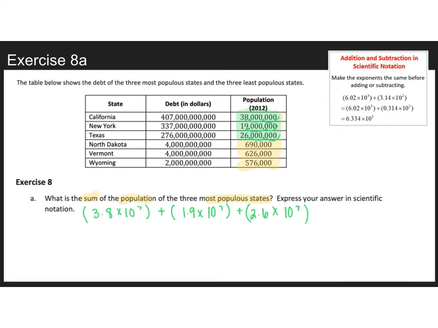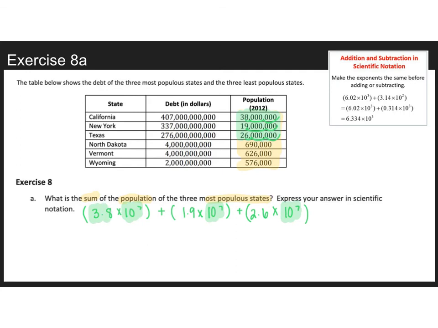Okay, please check your work with my work. Those are the numbers you should have written. They're all times 10 to the 7th, and it's just 3.8, 1.9, and 2.6. Okay, second thing we need to do. Can we add these? Do they have the same exponent? They do. We don't need to change anything, so we can add them just how they are.